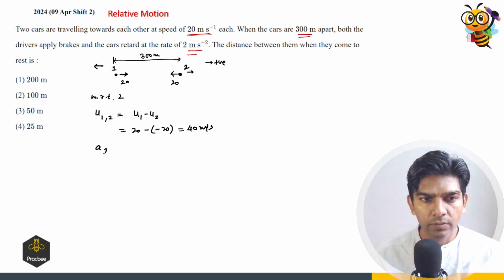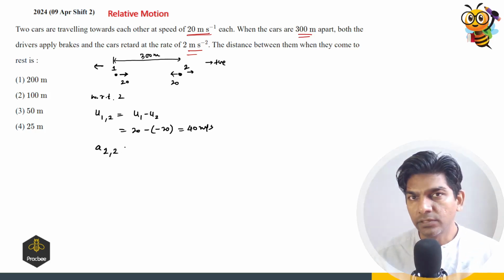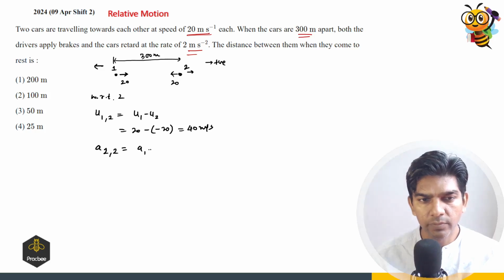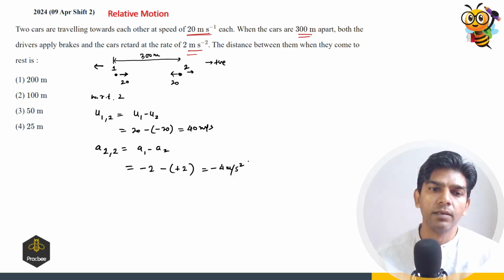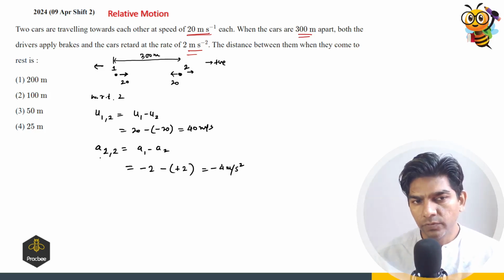So the acceleration of 1 with respect to 2 will be a1 minus a2. Acceleration of 1 will be minus 2 and acceleration of 2 will be plus 2, right? It is in the right direction. So this comes out to be minus 4 meters per second square. So now we got the acceleration of 1 with respect to 2.